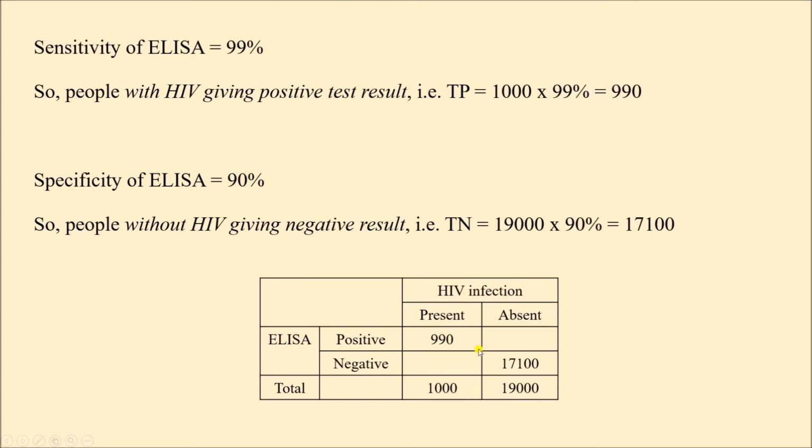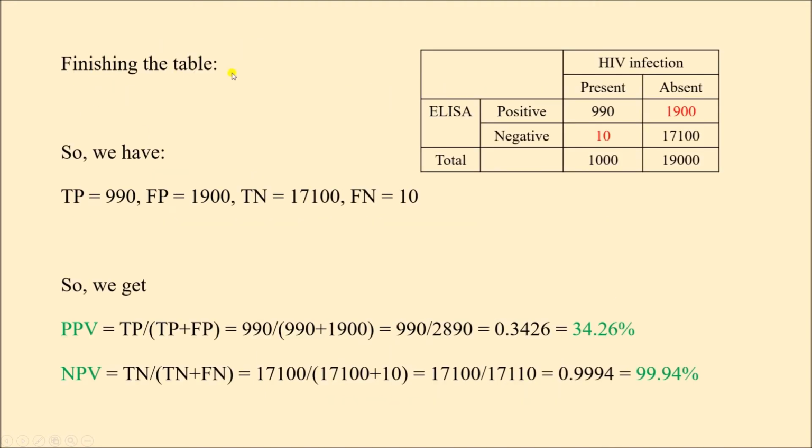So now we have two more values in the table. We have the true positive value, that is 990. You can see they are the people who have the disease and also tested positive. And then we have the true negative value, that is 17,100, the people who do not have the disease and also tested negative, right? Now we have the column totals as 1,000 and 19,000, and we have two different values. So from this we can also complete our table here.